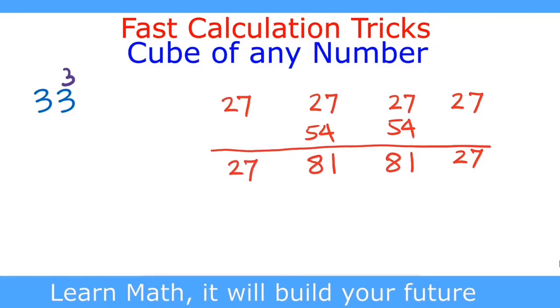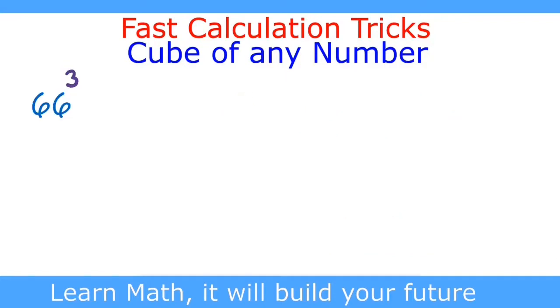Now we start writing the answer, taking one digit from each number. So we write 7 and carry 2 of 27. 81 plus 2 is 83. We write 3 and carry 8. 81 plus 8 is 89. We write 9 and carry 8. 27 plus 8 is 35. We write 35. Thus our answer is 35937. Hence the cube of 33 is 35937.